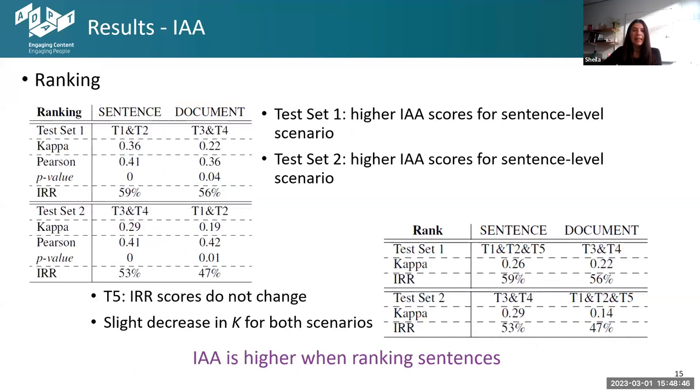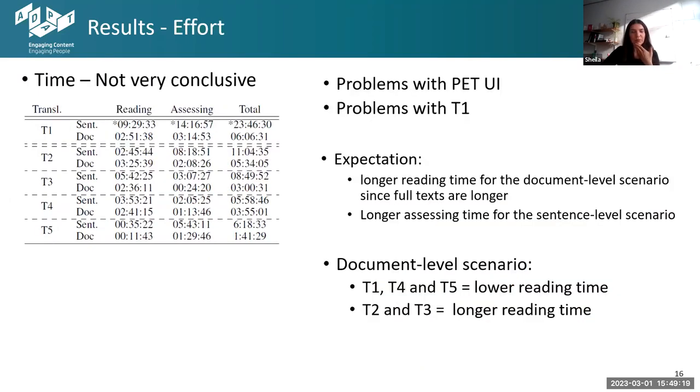And then for the ranking assessment, you see that the sentence level scenario has higher annotator agreement, again, in all test sets, including when I add another translator there. There you go. So for pairwise ranking, we saw the inter-annotator agreement was higher if we give random sentences for translators to assess, which for me, was a big discovery. I was really surprised with that.